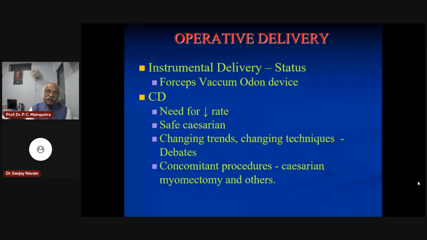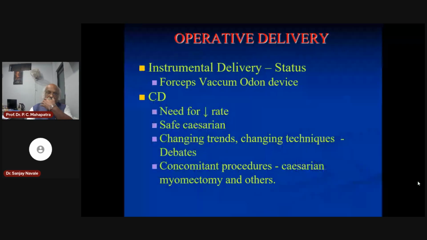The integrity of the scar, the subsequent problem of morbid adhesion of the scar, the CS niche, and subsequently the CS scar pregnancy, all these are related to bad techniques. So, single layer closure versus double layer closure. Evidence now is in favor of double layer closure. And this is a changing trend.